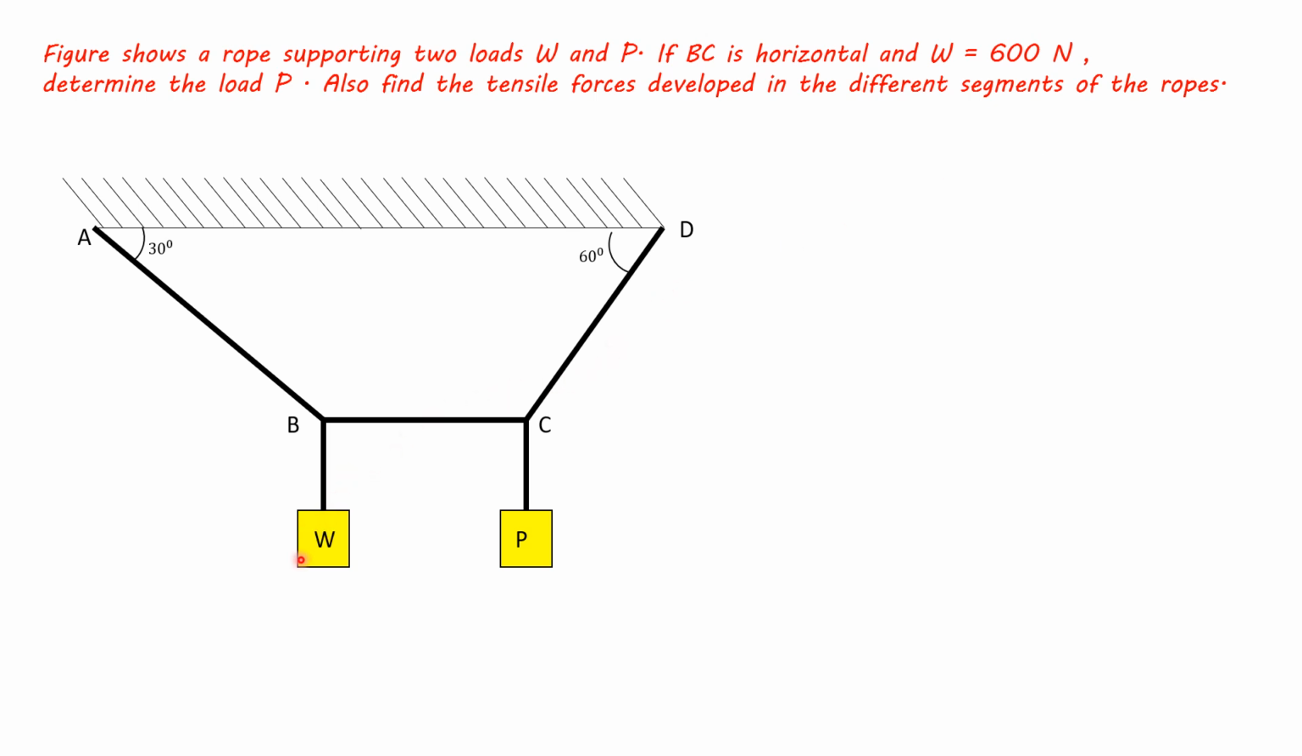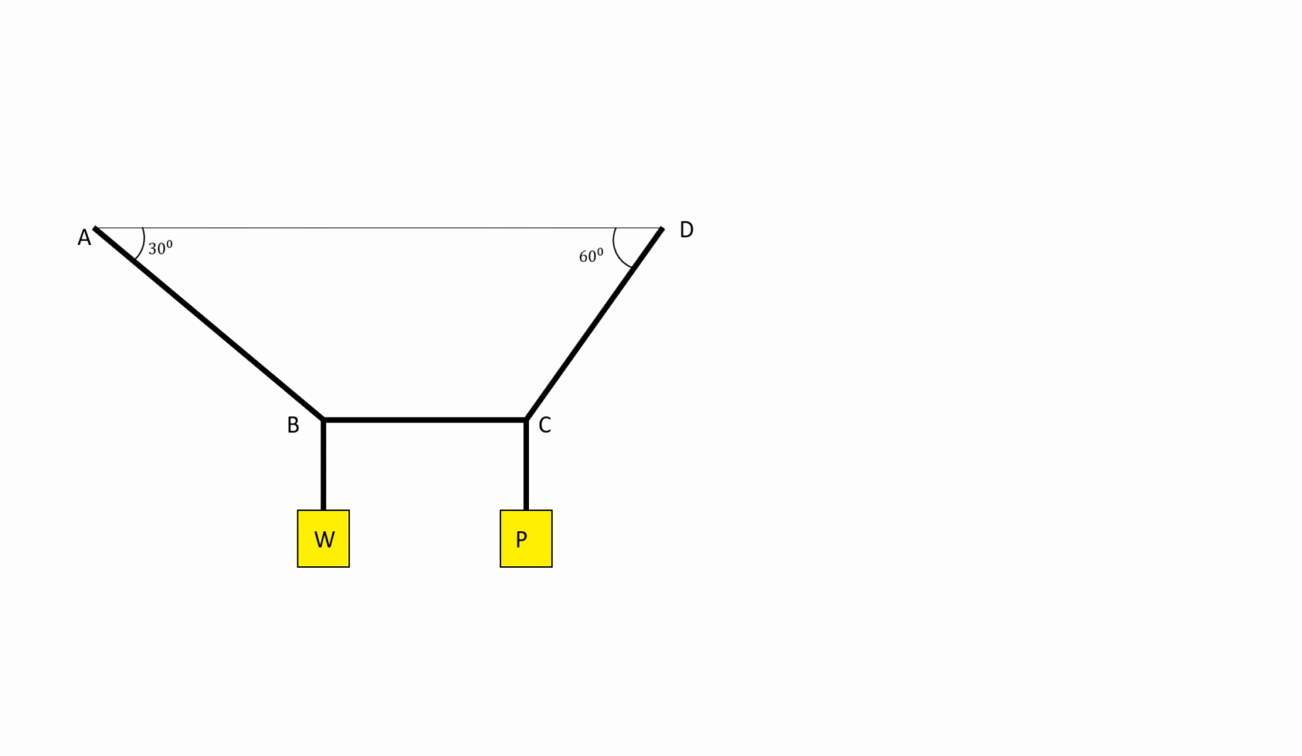So, what is given is this W is 600 Newtons and it is said that BC is horizontal. Now, consider this W is 600 given, and this angle is 30 degrees, this angle is 60 degrees. This rope and this rope, they will carry tension. So, this angle is 30 degrees and this angle is 30 degrees, because they are alternate angles.